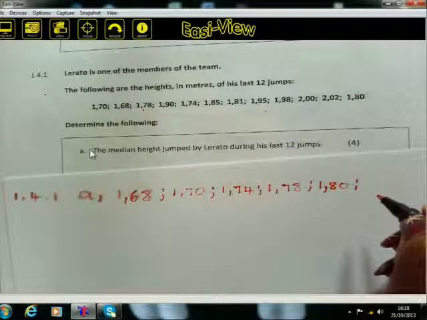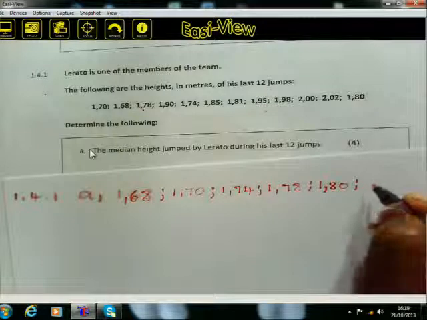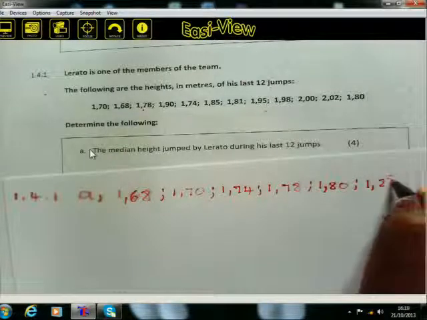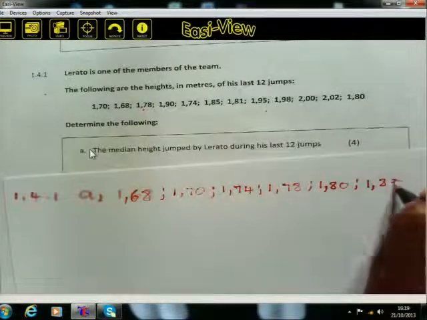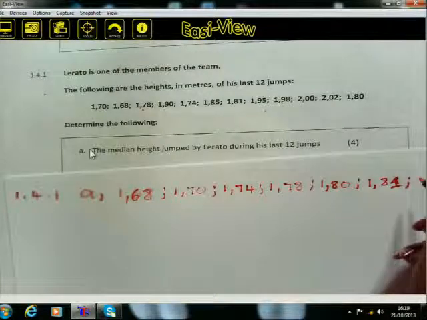It will be followed by 1,85. No, 1,81. Sorry for that. Then it is okay.